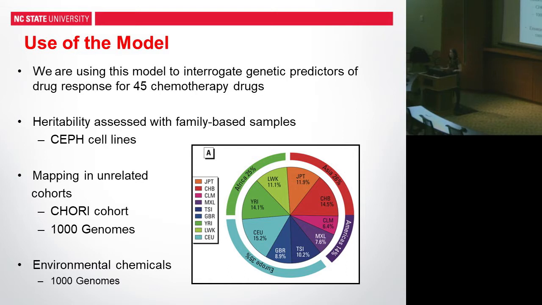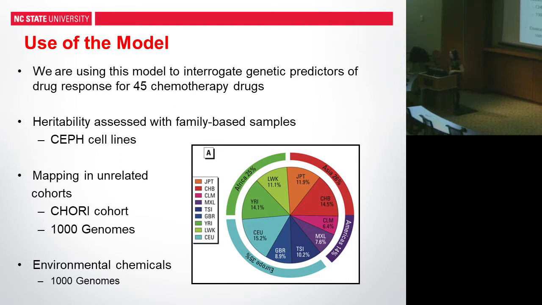I'm going to talk today about what's come out of really the 31 drugs that we did first, because we've had time to functionally follow those up, and I want to show you some of those positive results. So we typically start with Ceph cell lines that have an extended pedigree structure, so we can quickly run these assays in family-based data to check heritability, see if it's reasonable for us to follow up. Then we follow up with mapping in unrelated cohorts.